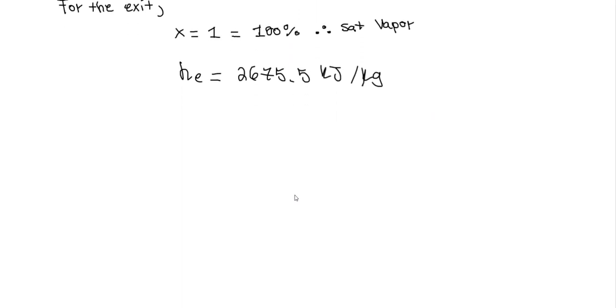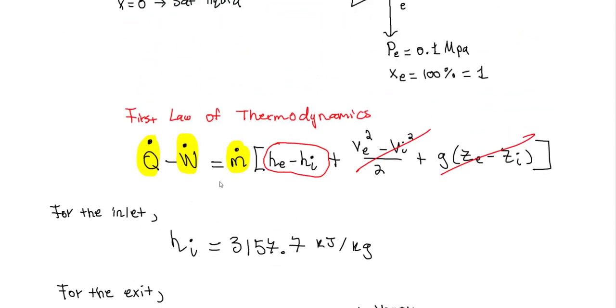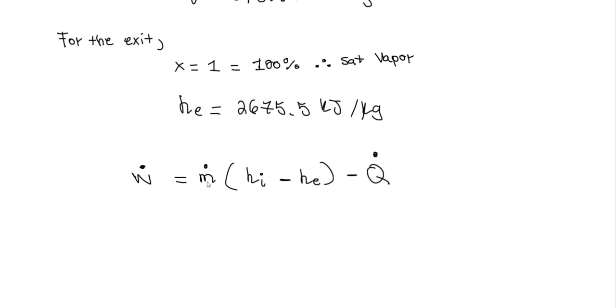So let me rewrite the law so we can rearrange the equation. Our work is going to be our mass flow rate times our H sub I term minus our H sub E term, and this is going to be minus our Q dot. So I just rewrote the equation and solved for work here.